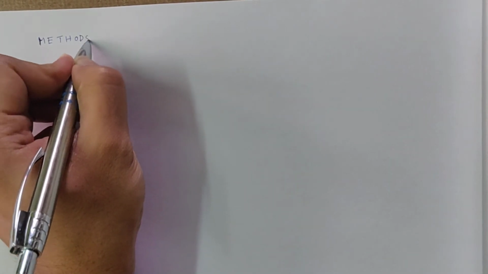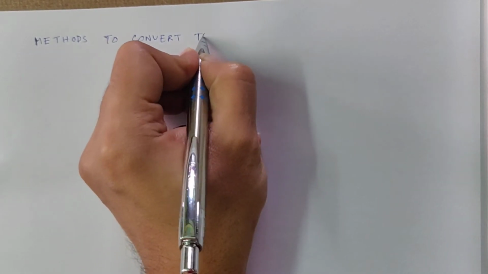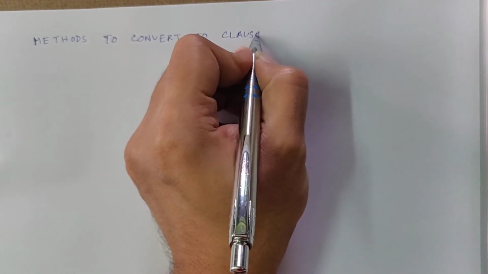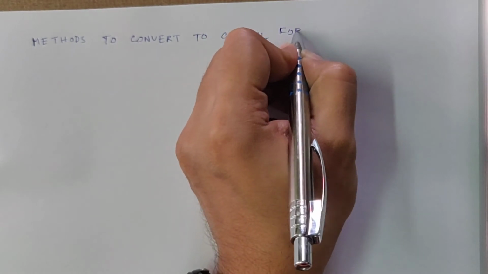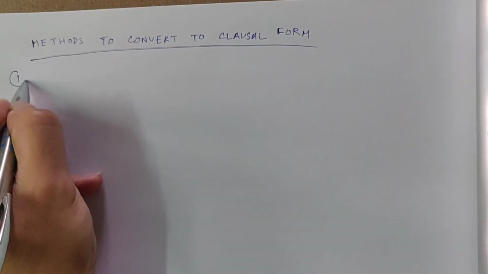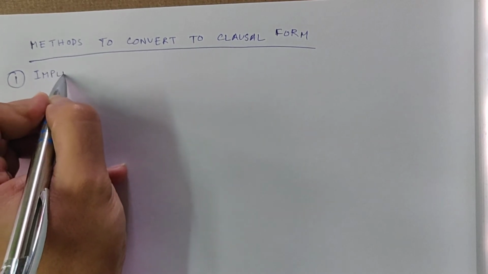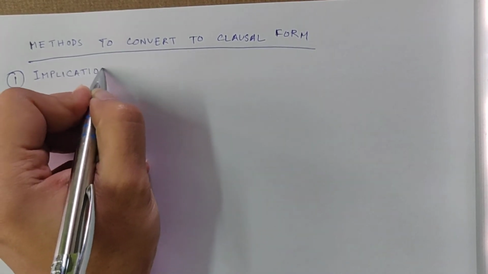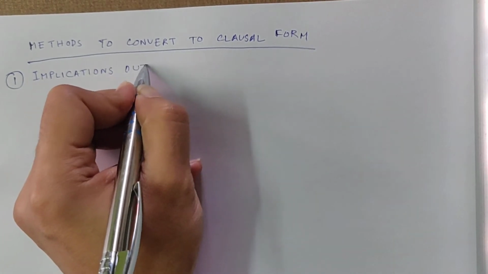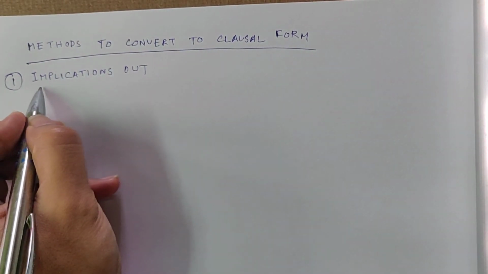What are the methods to convert to clausal form? There are some standard steps. First is implications out. If there are any implication operator within your logical sentence, we have to remove that implication. How?